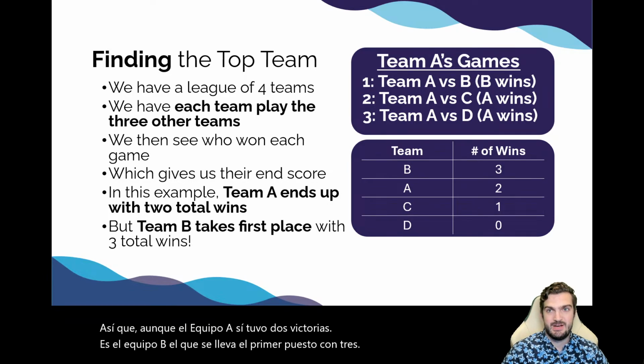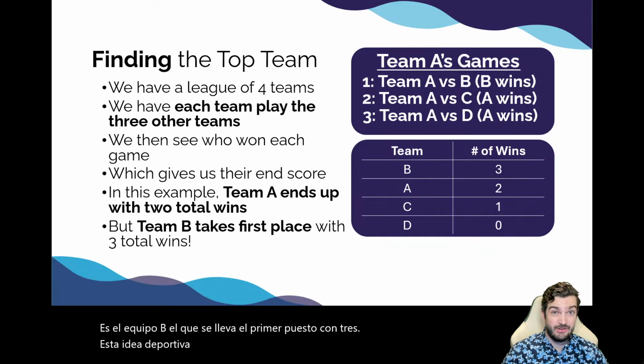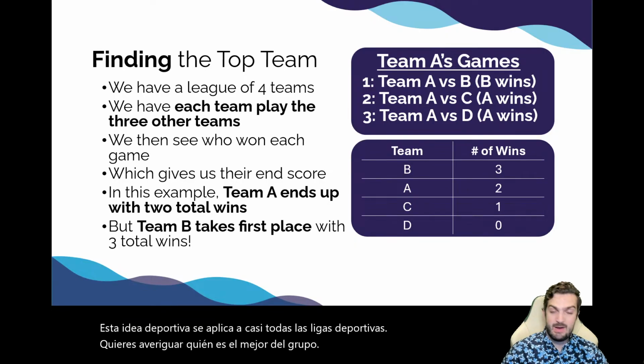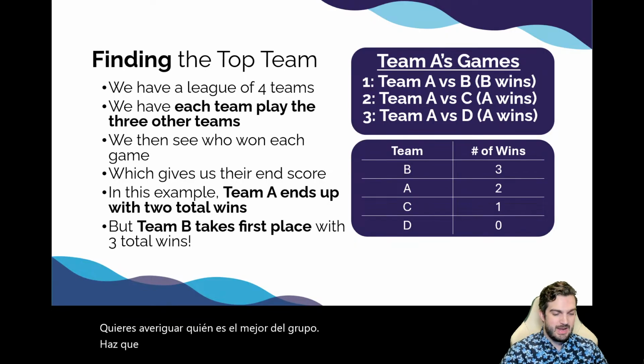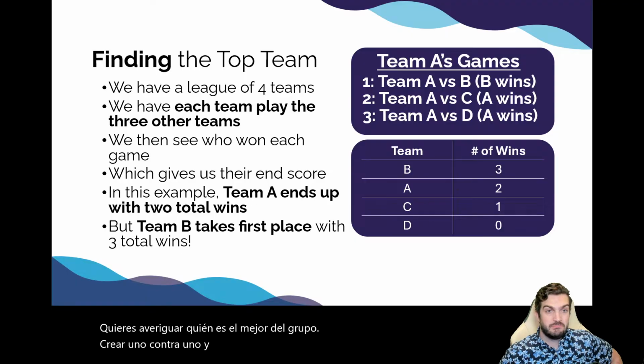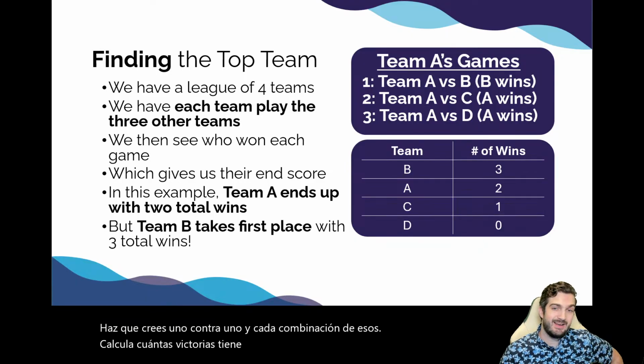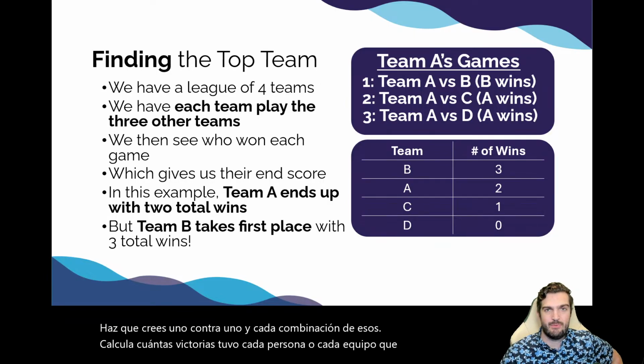This sports idea applies to almost every single sports league. You want to figure out who the best is from the group? Create 1 versus 1s and every combination of those. Figure out how many wins each person or each team had, and then add up the wins. That would be the best team.